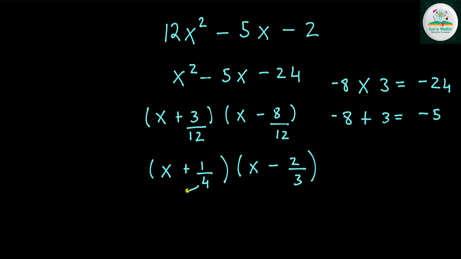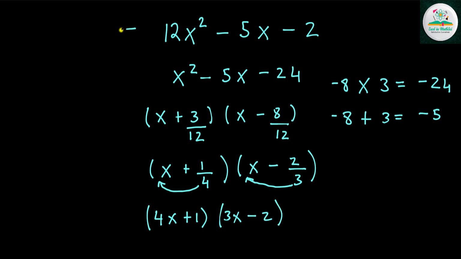Now what I do is take this 4 and place it in front of the x in the first bracket, and the 3 in the second bracket. So I would get 4x plus 1, 3x minus 2. So now this expression has been factorized to the following two linear expressions. Hope this helps. Thank you for watching.